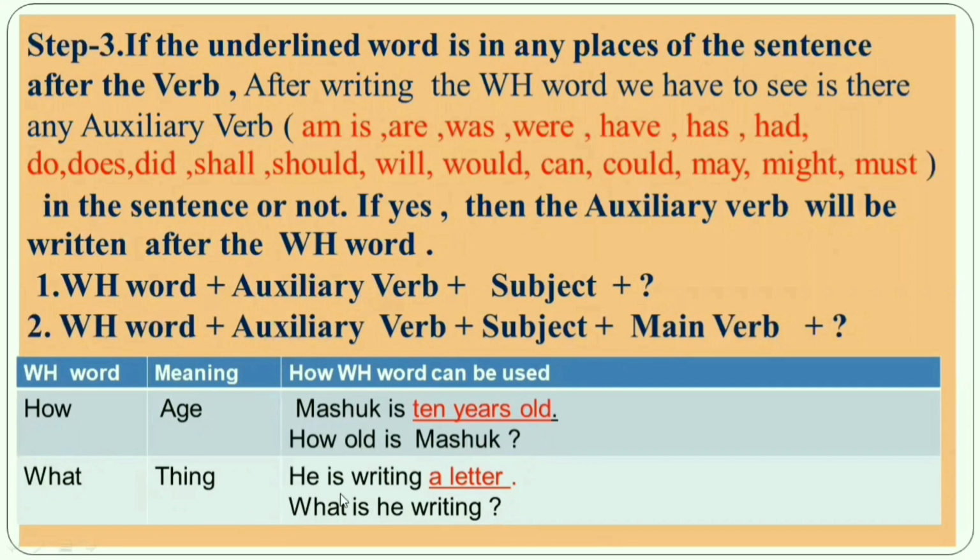Second one, he is writing a letter. So this is the structure. At first write the WH word, then the auxiliary verb. Here you can see the auxiliary verb is, then the subject, here he, and then the main verb writing, then a question mark. That means, my dear student, you have to remember: first the WH word, then auxiliary verb, then subject, then main verb. Okay. So in this way, you will make the WH question.